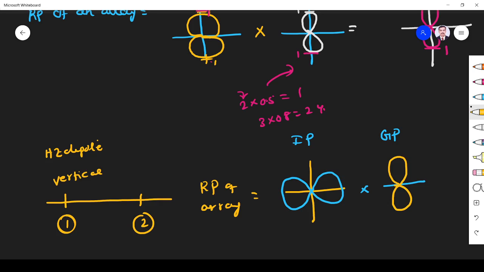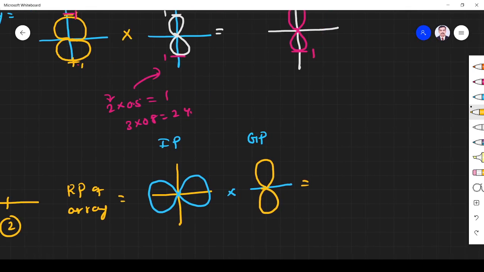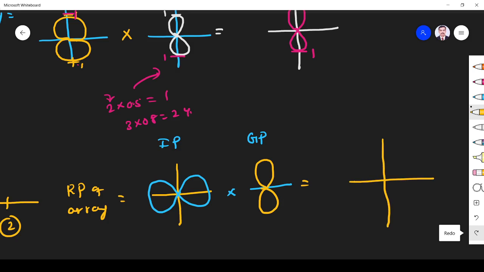Fine. Okay, now we have to multiply and write the answer. So here you see, this is 0, 0 multiplied by some value here. So anything multiplied by 0 is 0 only. So at this point, the radiation is 0. Here it is null, so it's like null. So here also it is null.